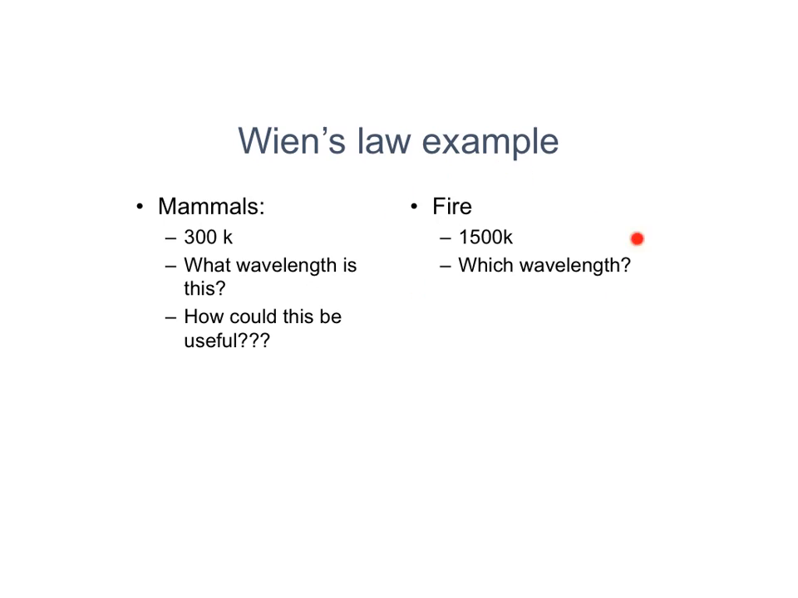Then your other example is if we take a look at a fire, which is 1500 degrees Kelvin. And if we were to figure out which wavelength that would be, that should tell you which color we would see the fire in.